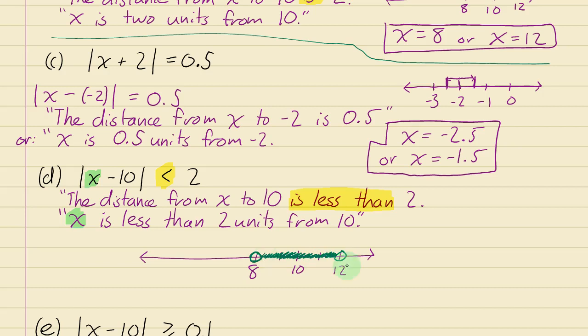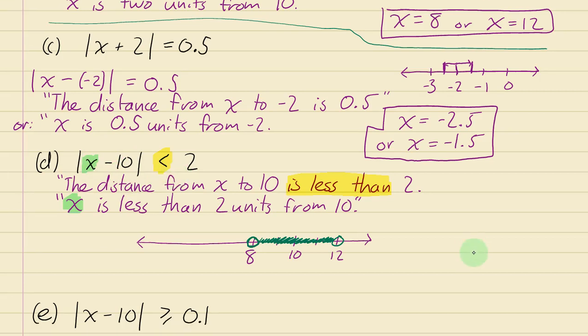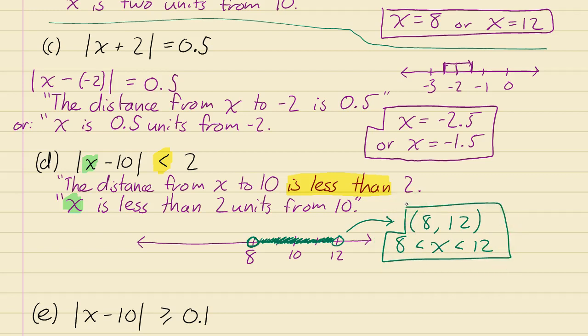So why are 12 and 8 not solutions? Because if you plug in 12, for example, you'll get 2 on the left side, and 2 is not less than 2. You could write the solution set here in interval form. You could write it as the interval from 8 to 12, or you could just write it as x is greater than 8 and x is less than 12. Either of those are fine answers.